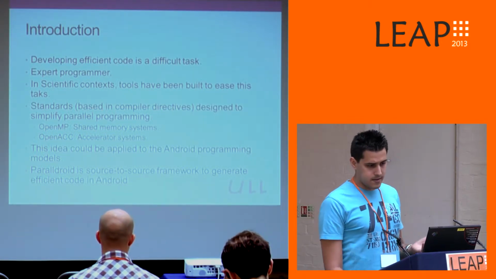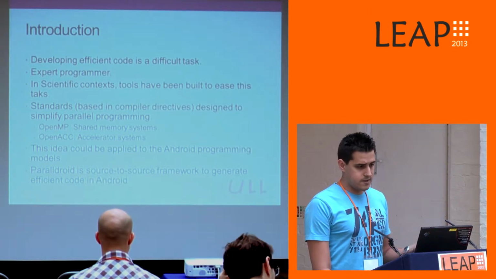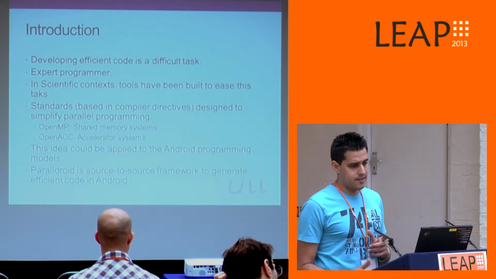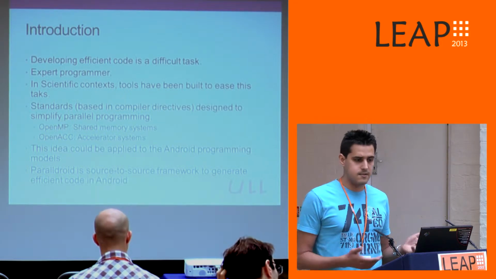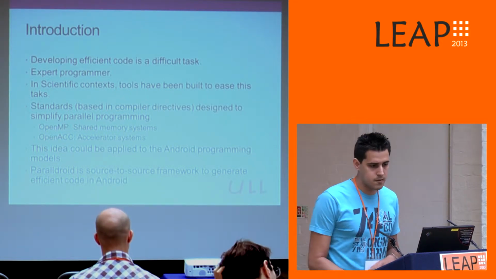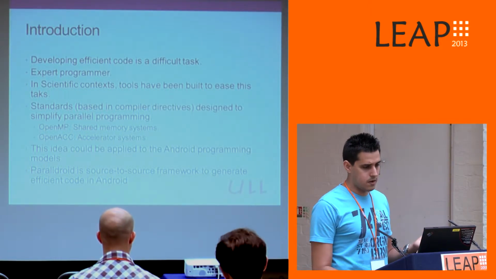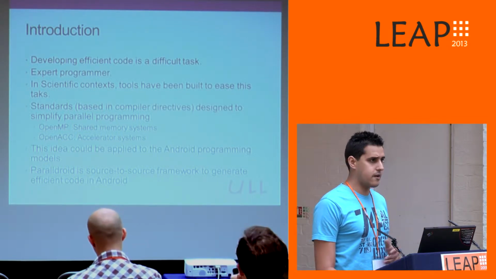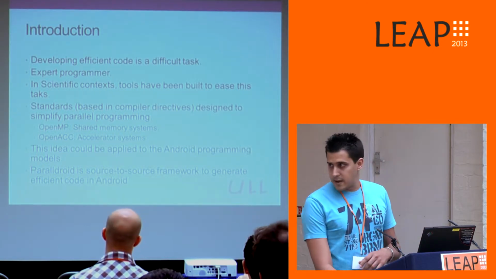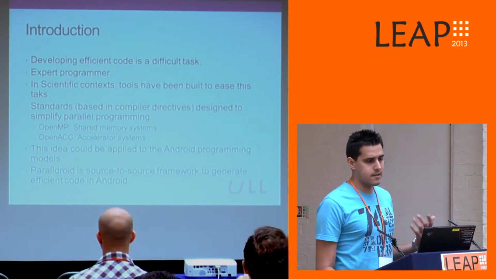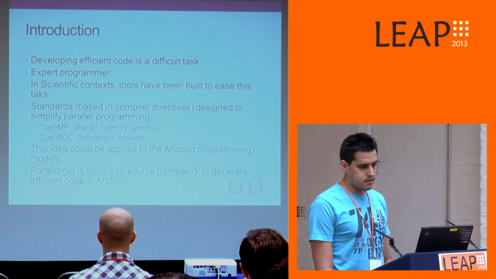OpenMP is a standard designed to simplify parallel programming for shared memory systems. In this case, the programmer defines his code and inserts a set of directives. The compiler uses the information of these directives and generates parallel code that can be used in a shared memory system. OpenACC follows the same idea, but in the context of accelerators, like GPUs.